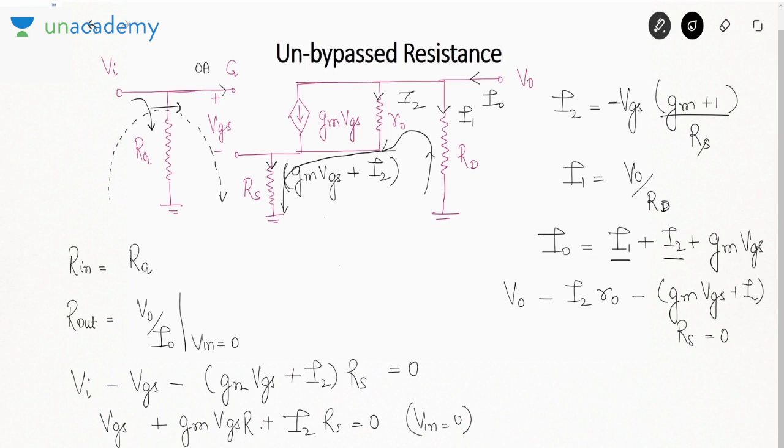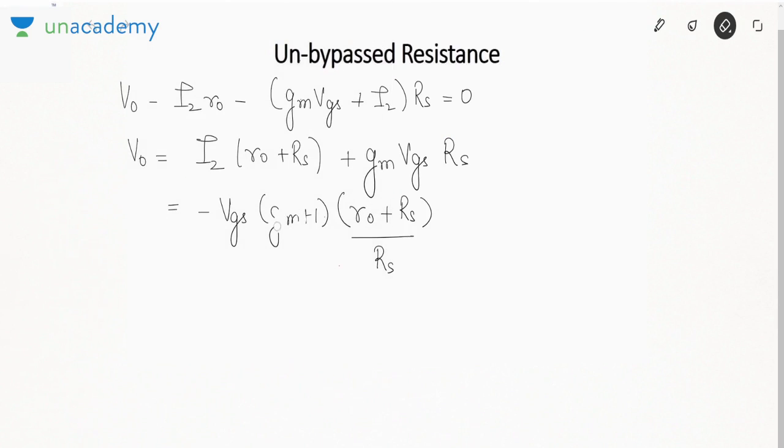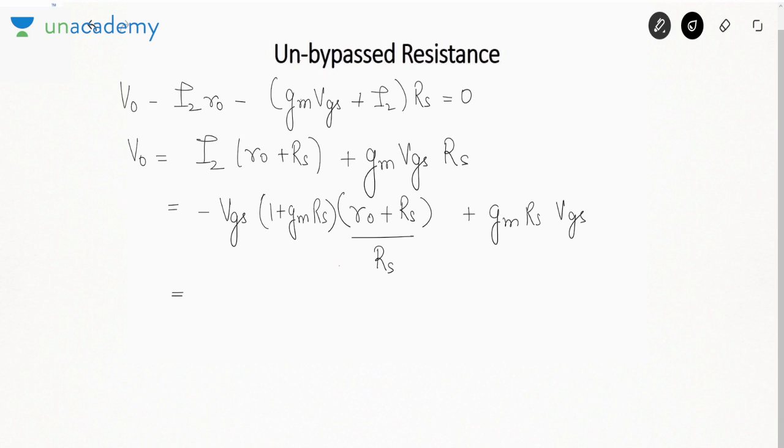Sorry, here also there will be RS, that I missed. Not gm plus 1, it will be 1 plus gm RS. Okay, so we have this. So from here we can find out V0 in terms of VGS. It will get a little complicated here, so let me simplify.